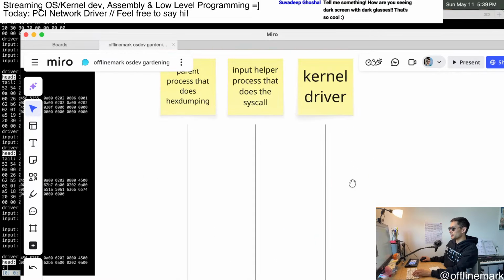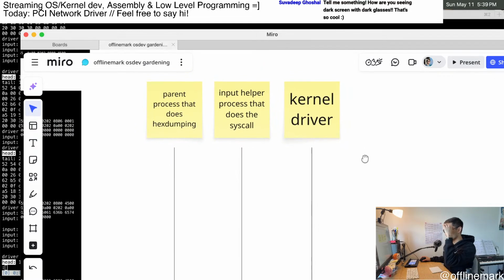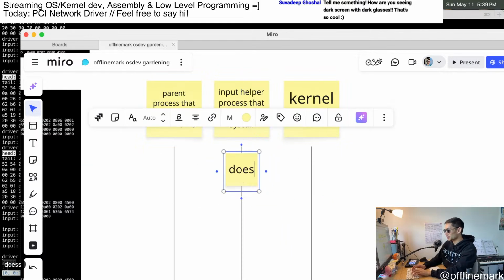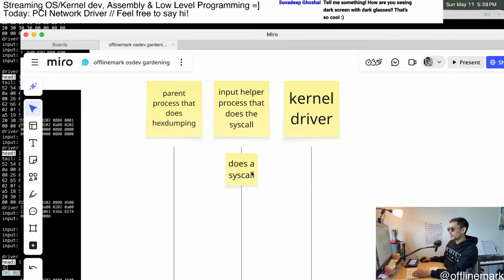Okay, so here's the order of events that causes all the problems. The first event is that this thing does a syscall to receive some data.